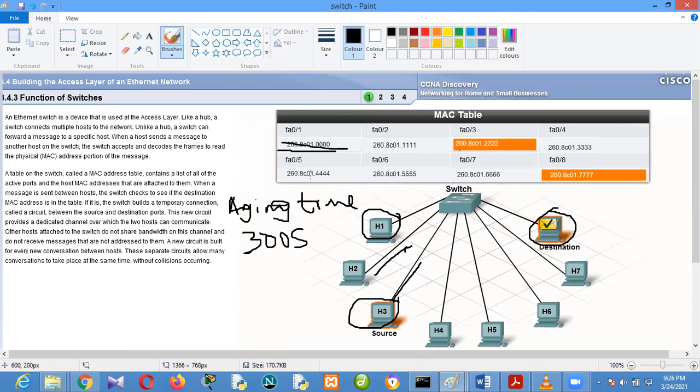Now, if the ARP table is filled up and someone new came in, maybe H9, it will stay for some time. If nobody talks to H9 and H9 did not talk to anybody for some time, H9 will automatically introduce itself to the switch. So this is another way the switch fills its ARP table.